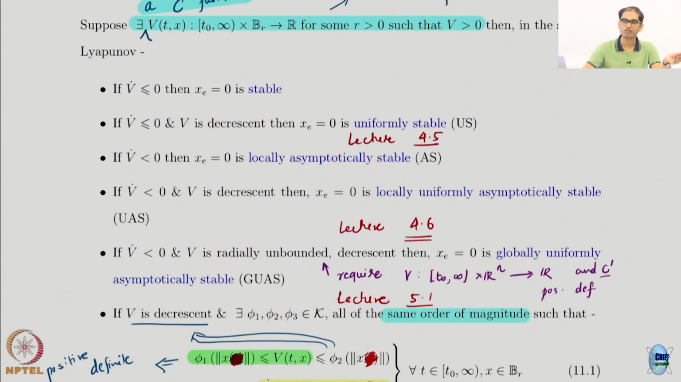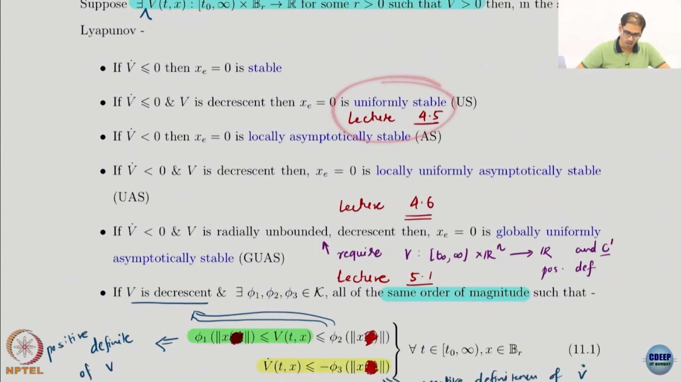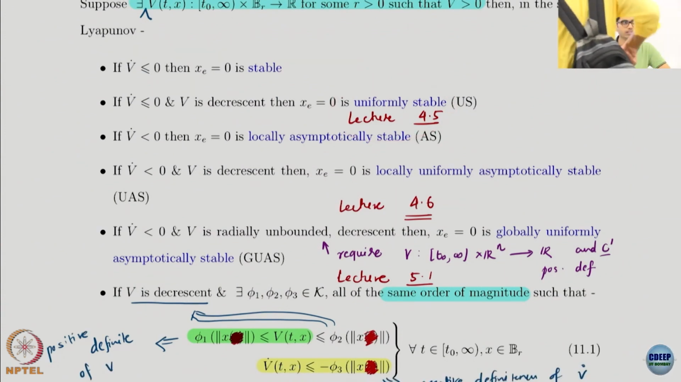Similarly, we also know that some keywords are associated with some results. Positive definiteness is connected to stability, and asymptotic stability. Similarly, negative definiteness of the derivative gives you asymptotic stability. Decrescence is connected to uniform properties, uniformity. And finally, radial unboundedness is connected to global properties. Although I was very clear, I did not mention all properties separately, but it should be relatively clear that I can add and subtract one word and I will get the requisite property.